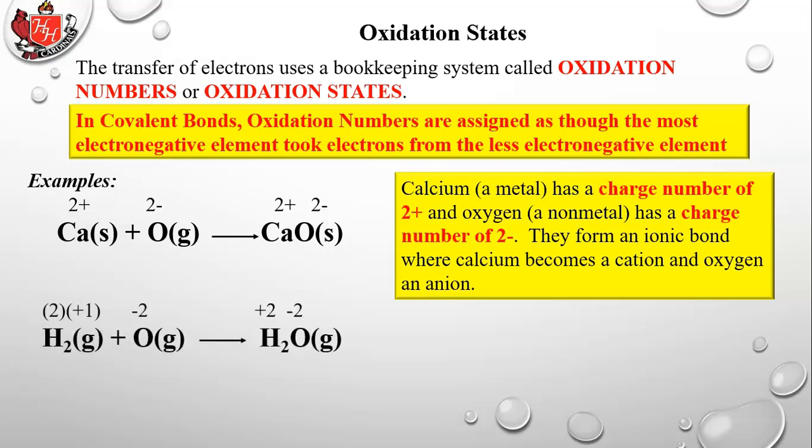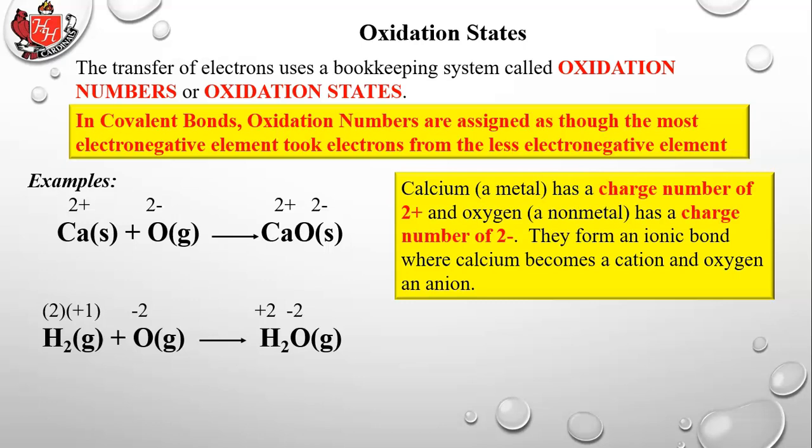Now here we have a covalent bond. It's between hydrogen gas and oxygen to form H2O, water. Okay, so now what we have is charge numbers on these. So hydrogen has two 1+ charges, and oxygen has a 2- charge.